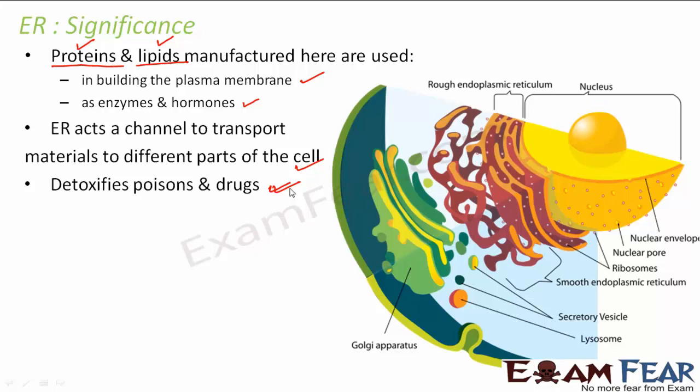Right? So we have covered what is endoplasmic reticulum. It is a network of membrane bound tubular structures. What are the two types of endoplasmic reticulum? Rough and smooth. Why is it called rough endoplasmic reticulum and why is it called smooth endoplasmic reticulum? What is the significance of endoplasmic reticulum as a whole?